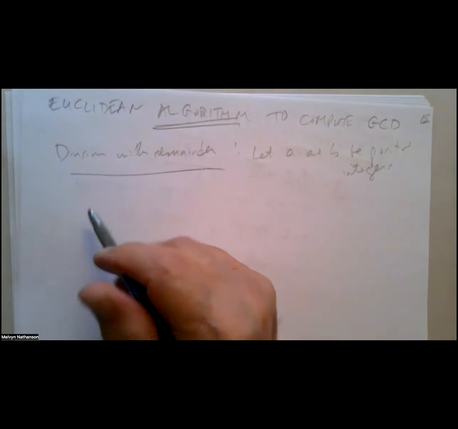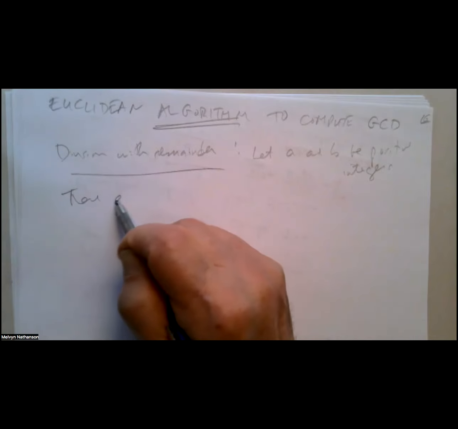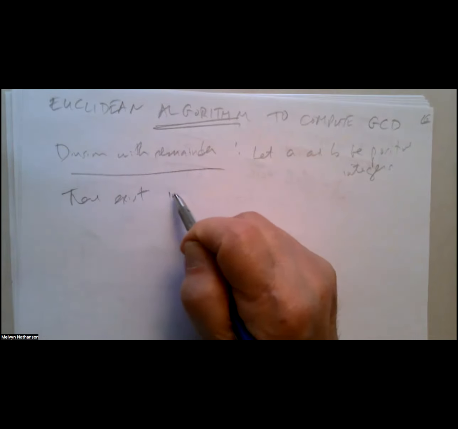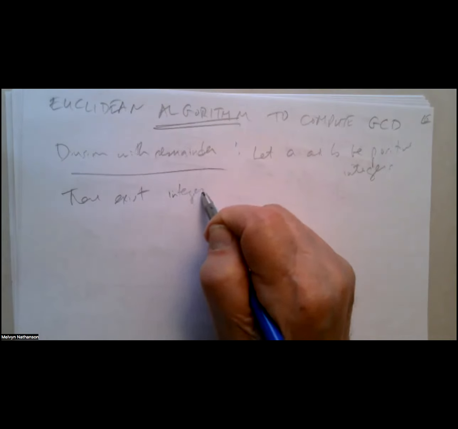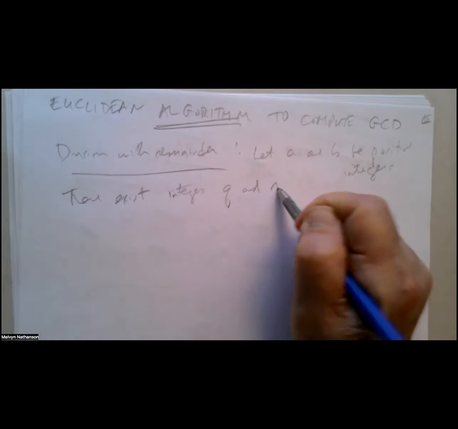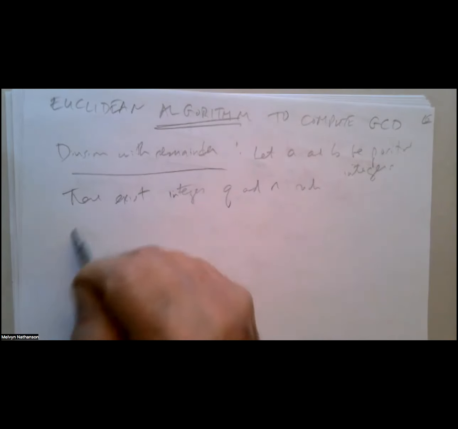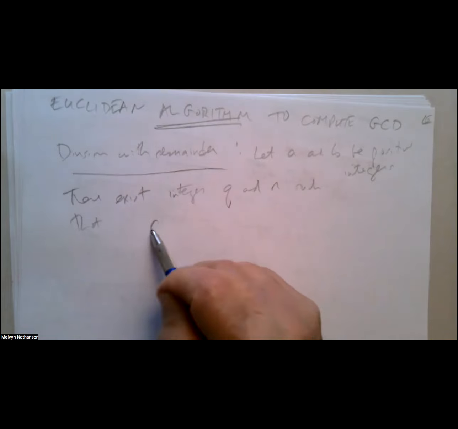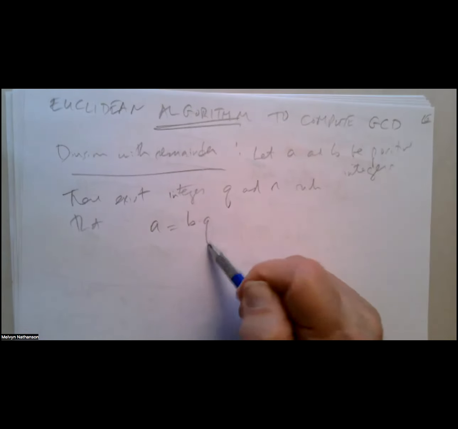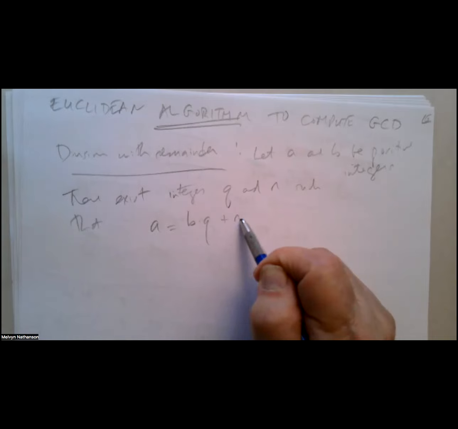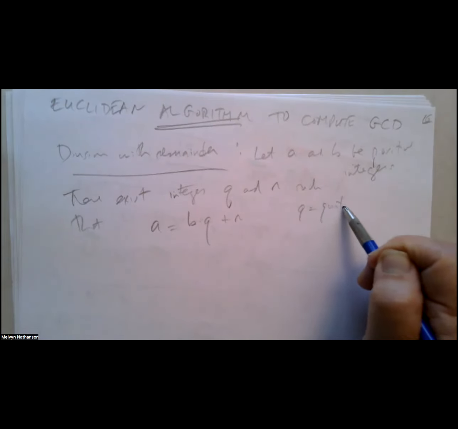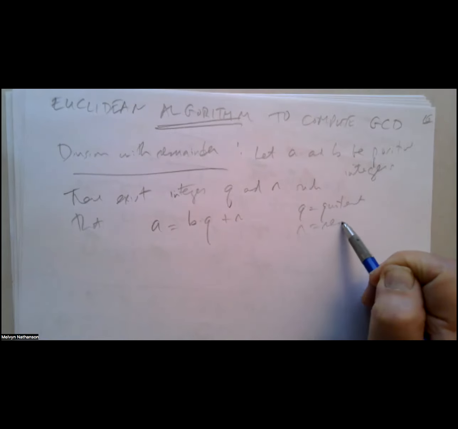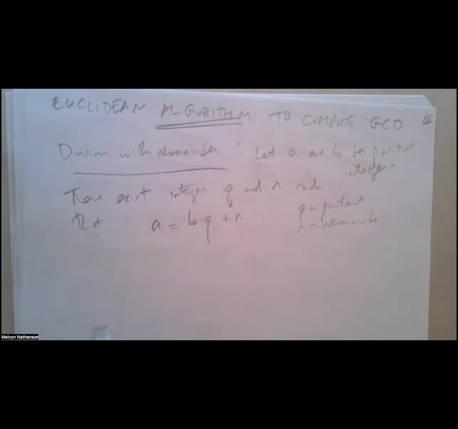So if A and B are positive integers, then there exist integers, which are going to be non-negative, Q and R, such that A, if you divide it by B, can be written as BQ plus R, where, in this case, we call Q the quotient and R the remainder.